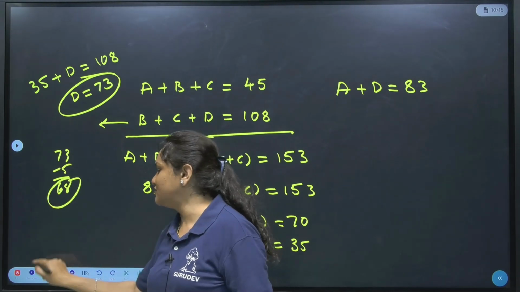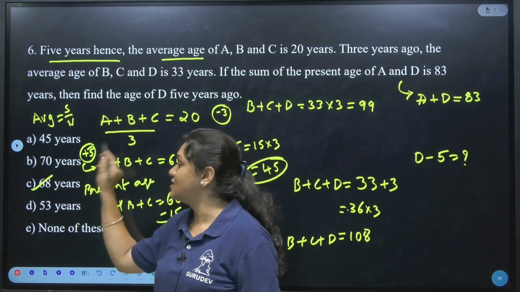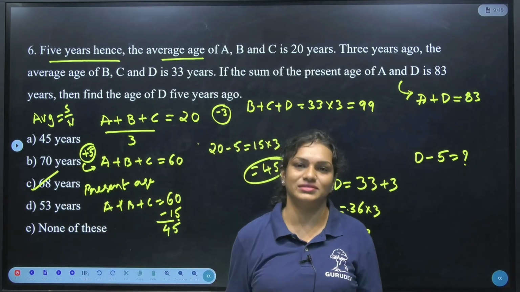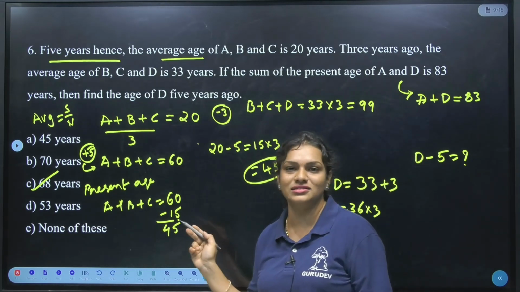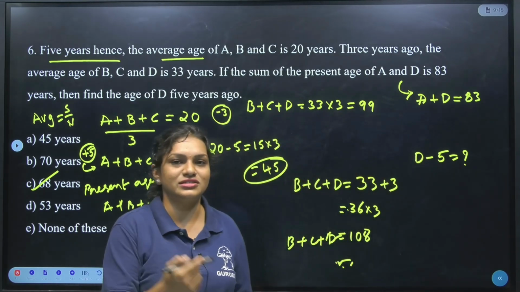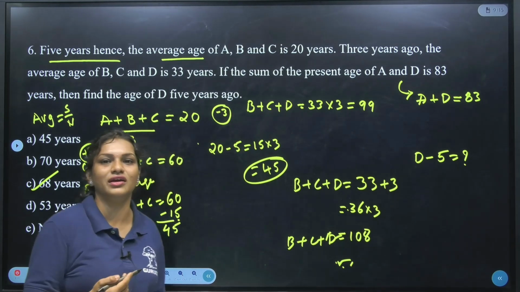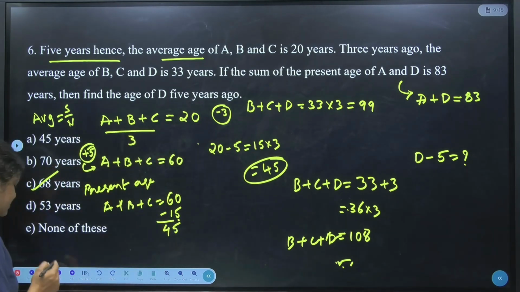So the right answer for this question is what? Option C, which is 68 years. Is it clear? So those who are getting the answer 68 years, it's the right answer. And those who are not getting it, just check what mistakes you are doing. Okay. So let's move on to the next question.